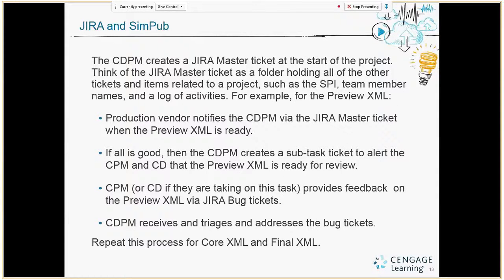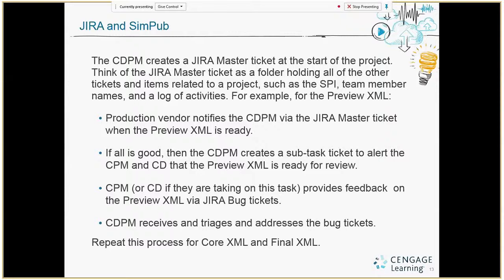So the CDPM, as I said, creates the master ticket at the start of the project. It's basically a folder, and it contains the other tickets and items related to the project. The SPI, the special processing instructions, will be posted here, and any updates to the special processing instructions will also be posted to the master ticket. It also logs all of the activities and creates a history for the project.